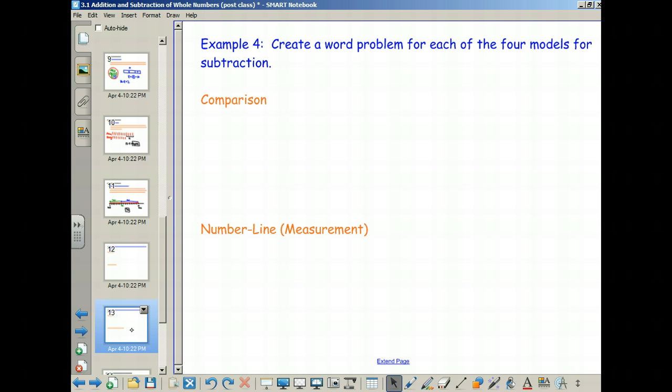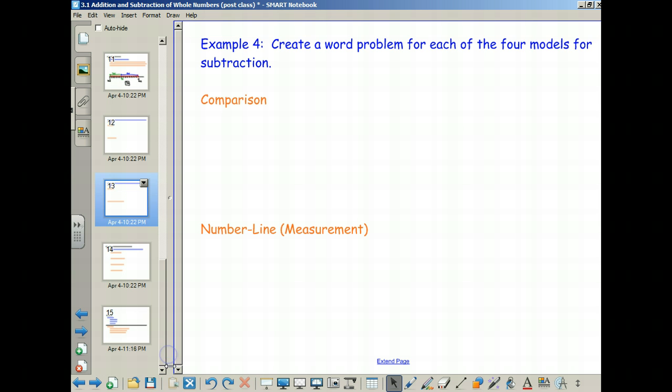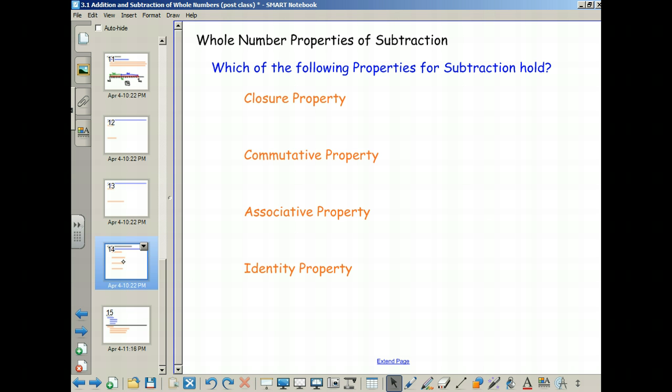All right, we're going to do one more thing in this before we do group work, official group work. We did properties of addition last time. You guys remember? These were the 4 properties of addition. And we want to know which of these 4 properties for subtraction hold. Okay? So, closure property. Closure means what? Can somebody give me a description?